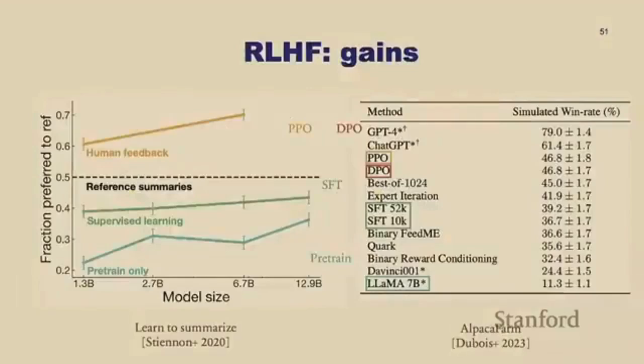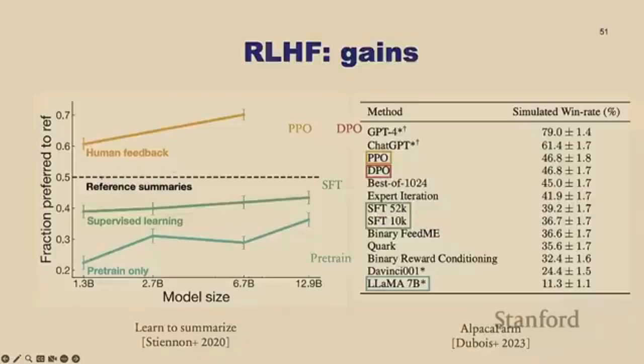Gains. Those are older papers on the left. Here, this is on a summarization task. All I want to show you is that the pre-trained models were okay, and they improve with scale. If you do supervised fine-tuning, you improve them a little bit more. If you do PPO or something with RLHF, with human feedback, you get performance that is oftentimes, depending on the benchmark, even better than humans.